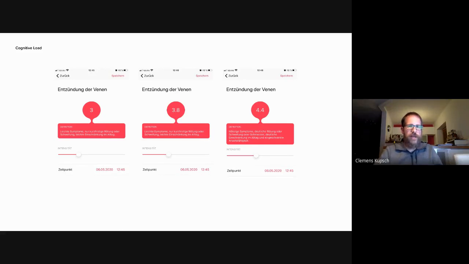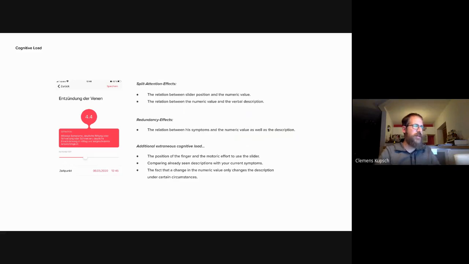And I'm sure you can find even more of those, and there were plenty of other things in here we were able to identify. But just to give you a quick example of how things would work out in real life as a UX designer, if we apply those known effects of cognitive load theory.